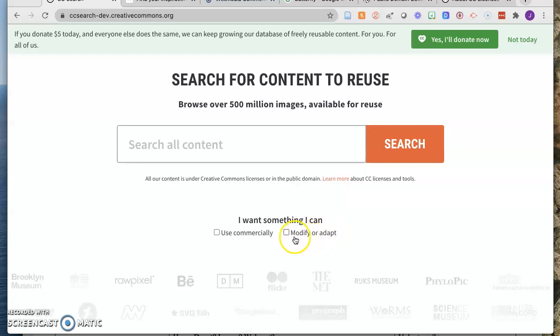Now, this can mean a couple of different things, but if you think you're going to crop out one piece of it, or you're going to change the color on it, then those are modifications and adaptations. So make sure that you're checking this off if you think you might want to change it in some particular way. So we have CC Search.